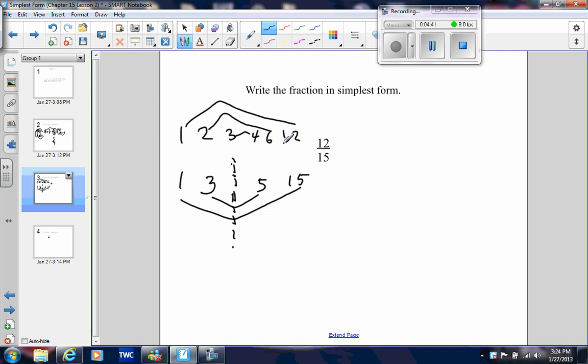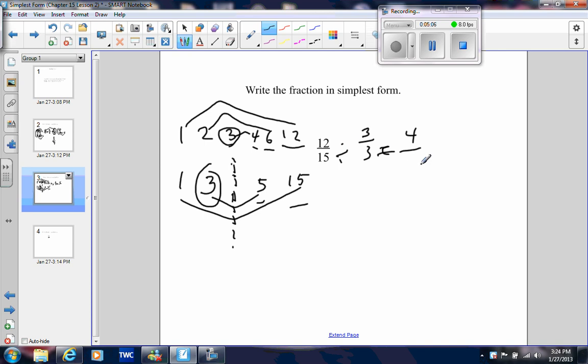So I look at the factors now and try to find some that are common, ones that are on both lists. And I work my way down. I don't see any common factors until I get to 3 right here. All right. So I divide the numerator and denominator by 3. 12 divided by 3 is 4.